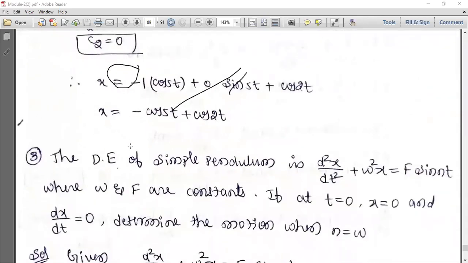Therefore, substitute in x. We are getting minus 1 into cos of pi t plus 0 into sine of pi t plus cos of 2t. Here this term reduces to 0. So x is equal to minus cos of pi t plus cos of 2t. So any doubts?